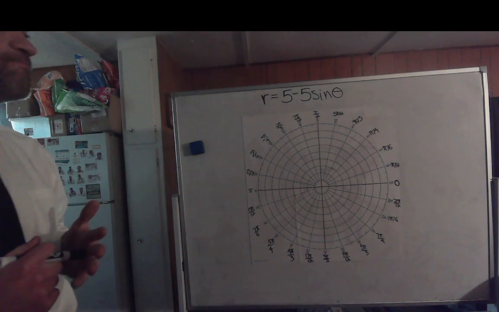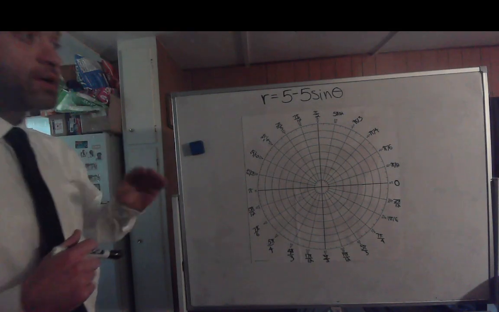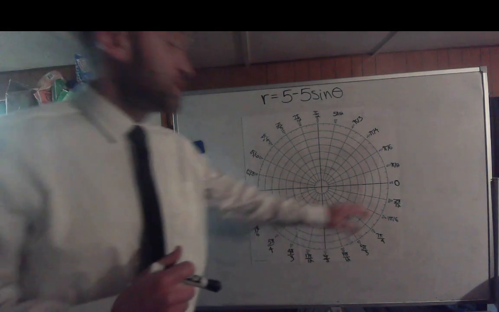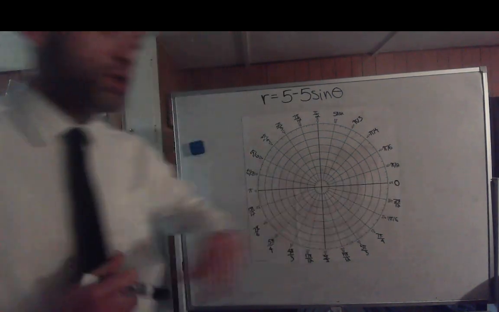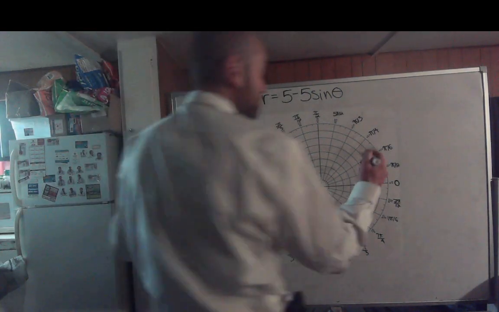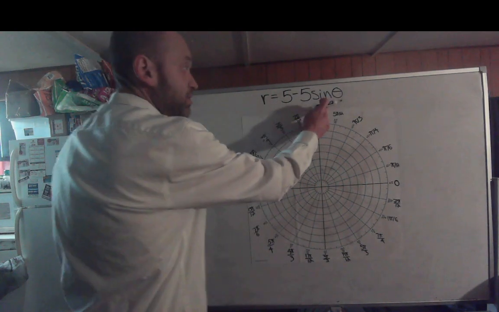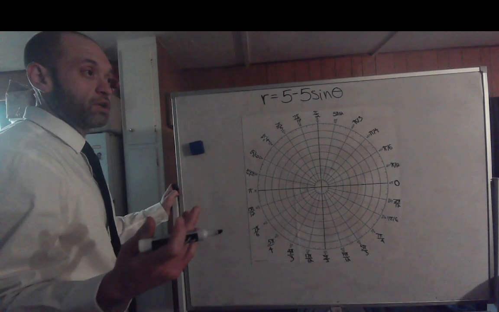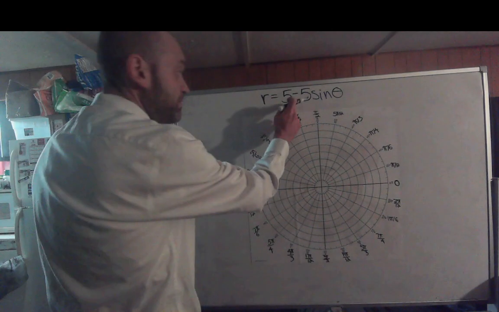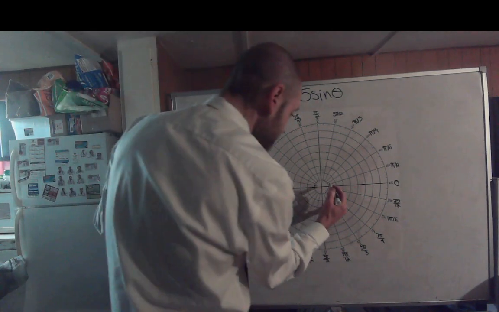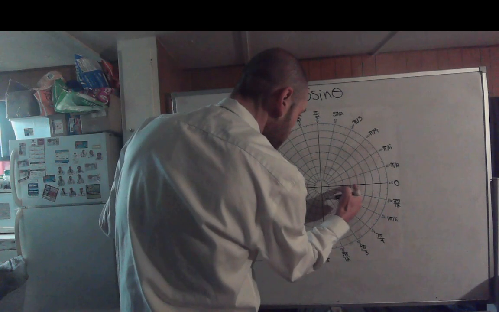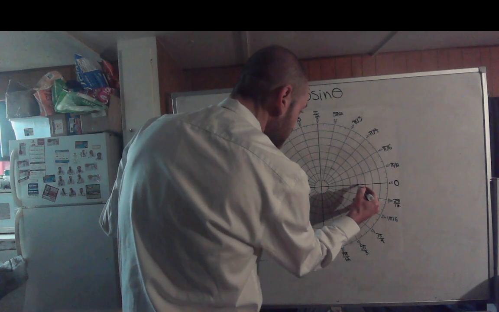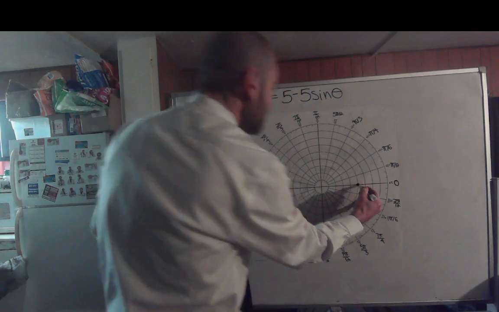Okay, so let's go ahead here again. Start with 0. There's no better place to start. Angle 0. Well, what is the sine of 0? That's just simply 0. But if you add that 5, you would get a radius of 5. So 1, 2, 3, 4, 5. So we're going to be right there.